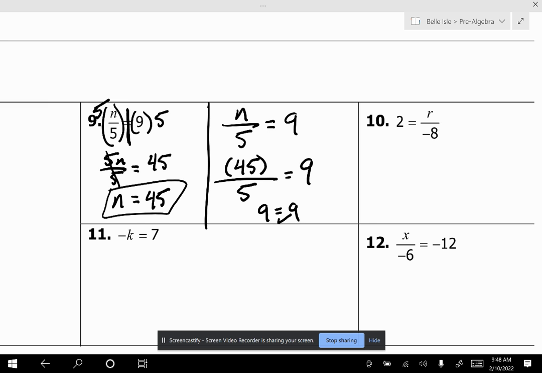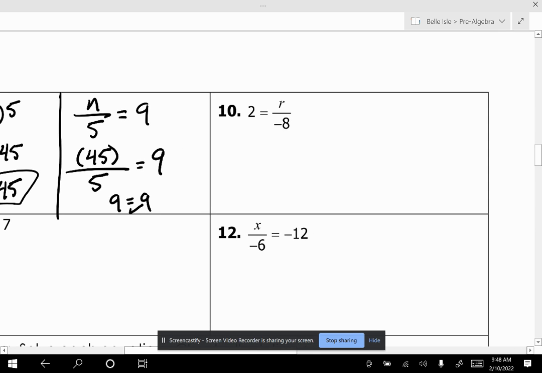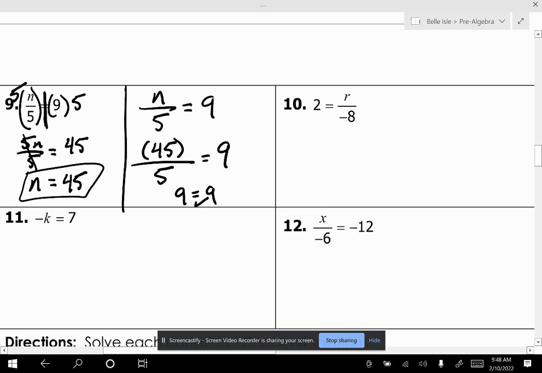Let's go ahead and do number 10. Okay, what's our first step? Where is the variable? What's being done to the variable? Okay, so what's the inverse? Yeah, multiply by negative 8. Multiply by negative 8. On the left side, that would give us negative 16. On the right side, that would give us negative 8r over negative 8.